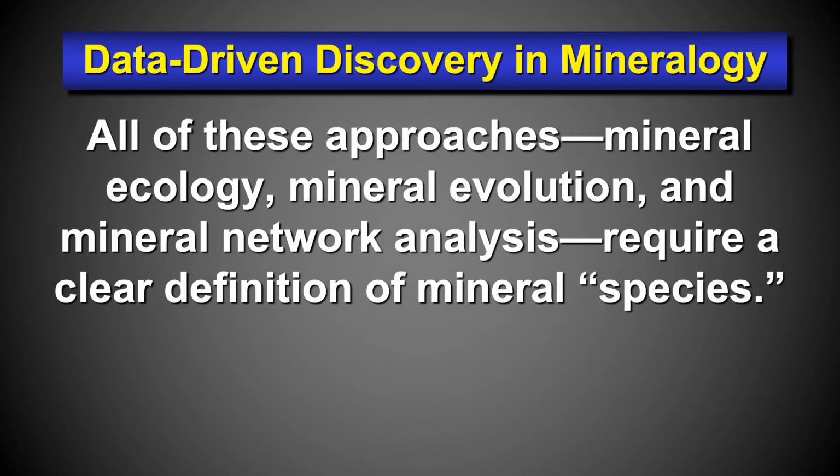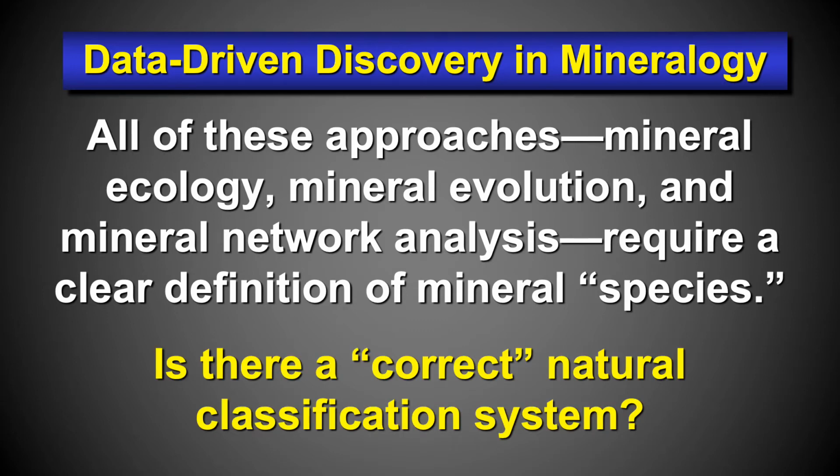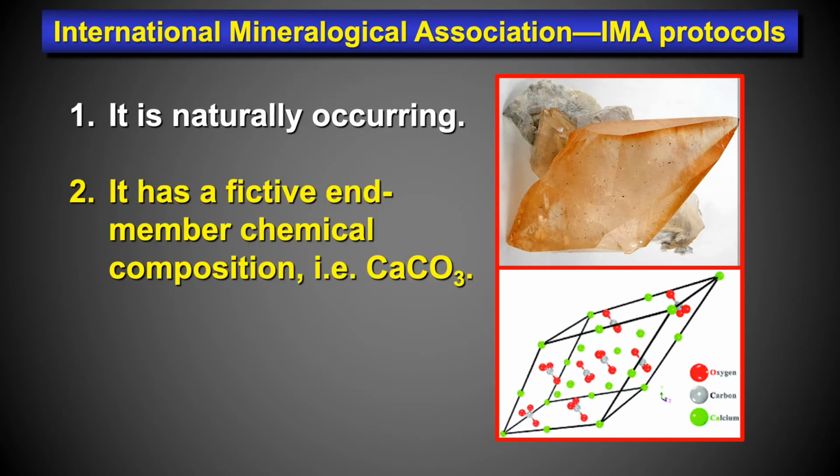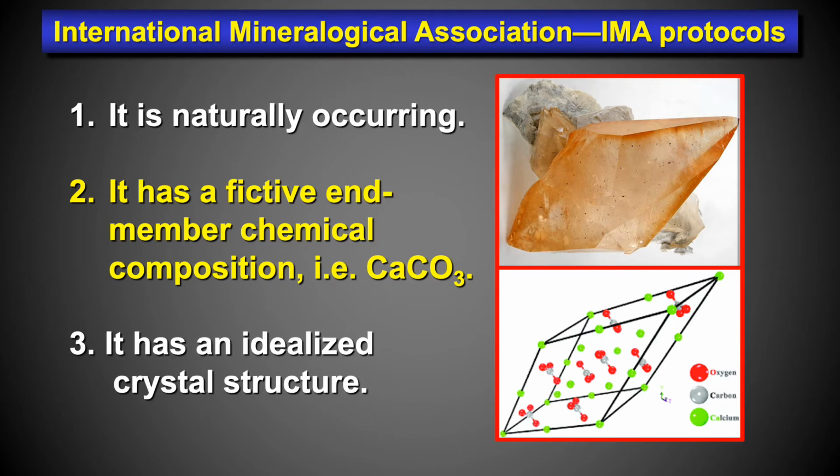Now, all of these approaches, mineral ecology, mineral evolution, mineral network analysis, they require a clear definition of mineral species. And again, we ask, is there a correct natural classification system? The International Mineralogical Association says a mineral is naturally occurring, and they define species on the basis of idealized end-member chemical composition of major elements and the idealized crystal structure.